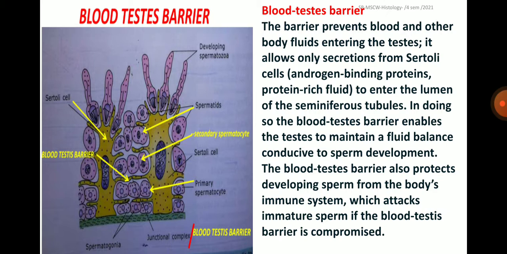So in doing so, the blood testis barrier enables the testis to maintain a fluid balance conducive to sperm development. It also protects developing sperms from the body's immune system, which we just discussed, and which attacks the immature sperm. If the blood testis barrier is compromised, that is, if it were not there, definitely the immune system would have attacked the immature sperms.